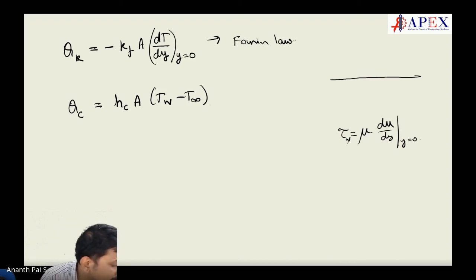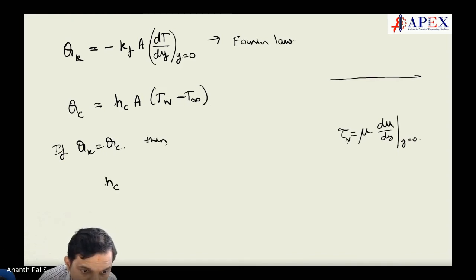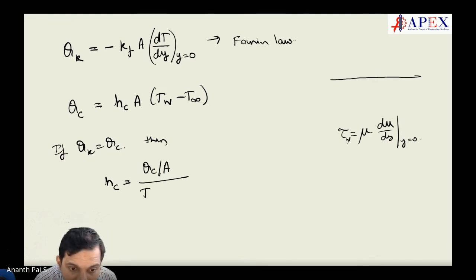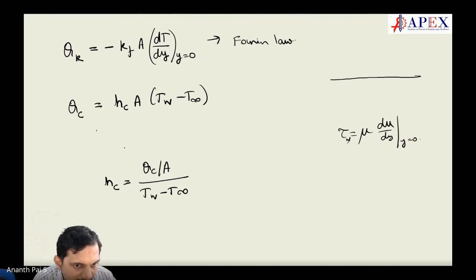So what is the relationship? Comparing, since QK is equal to QC, then HC is equal to QC by A divided by (TW minus T infinity), correct? We know HC is equal to this, from this I am writing this. Fine. And what is KF?